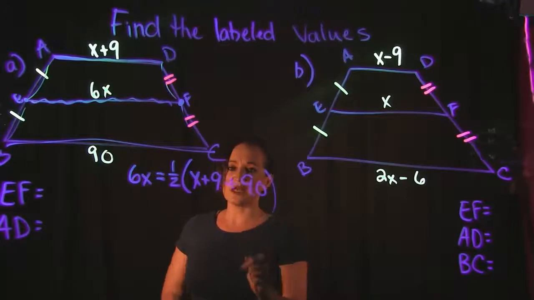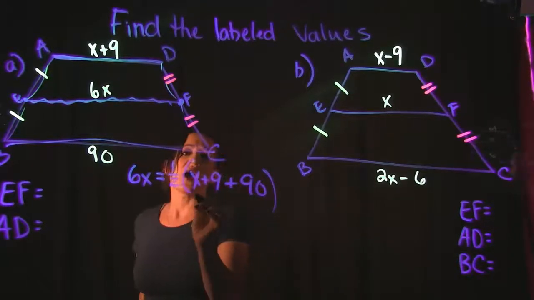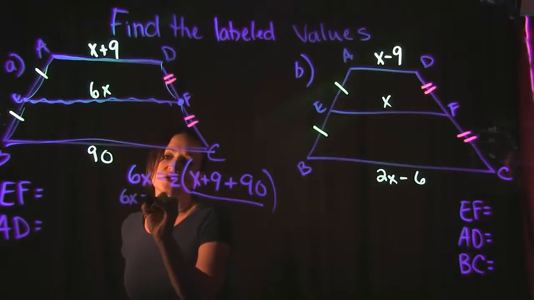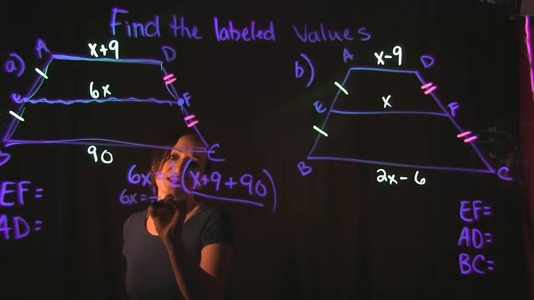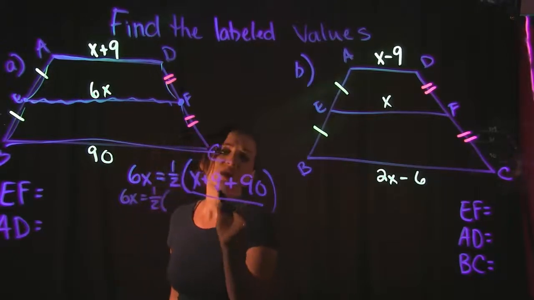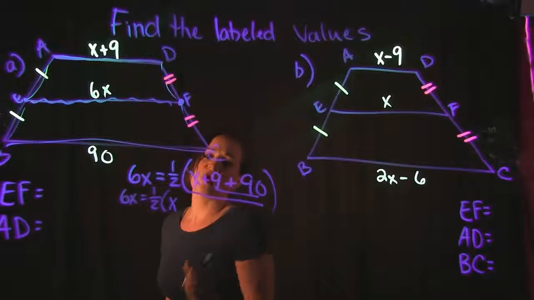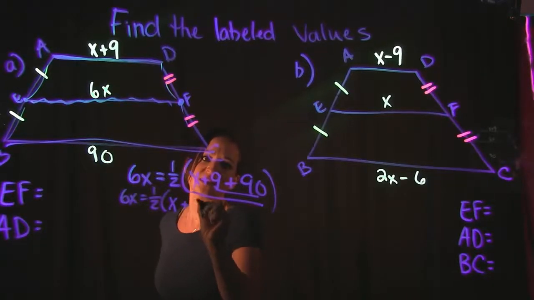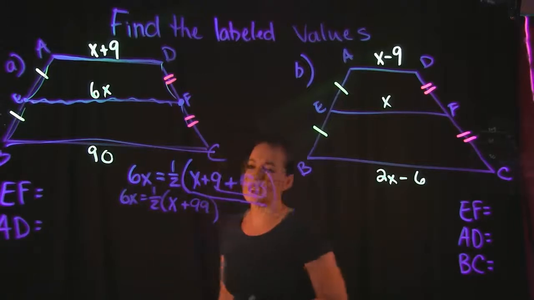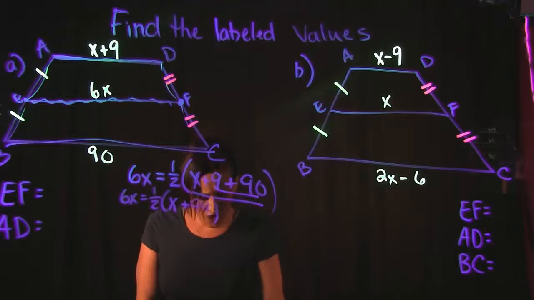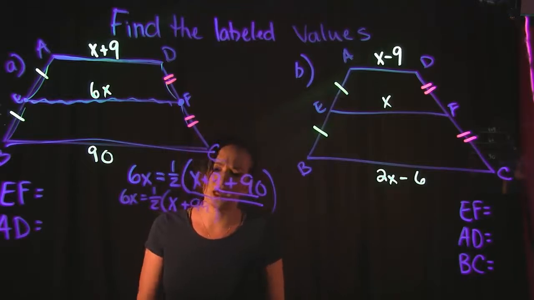We need to do some cleanup for this equation first. Inside these parentheses we have some like terms that need to be combined. So drop down the 6x is equal to 1/2. We need to add the 9 plus 90 together. So drop down the x. 9 plus 90 is equal to 99. So we need to solve this equation here.